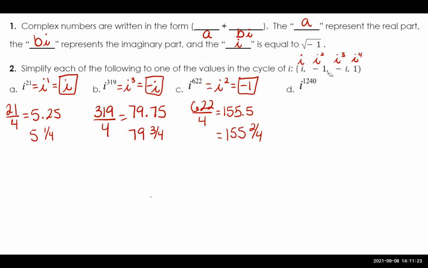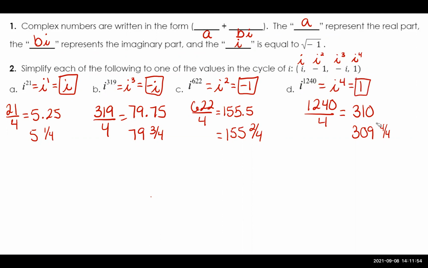Okay, then I to the 1,240. I'm going to take 1,240 divided by 4, and I get 310. This means that I went through the whole cycle, technically 309 times, and then I made it all the way through that last cycle to make it 310. So this would be equal to I to the 4th, which is equal to 1.